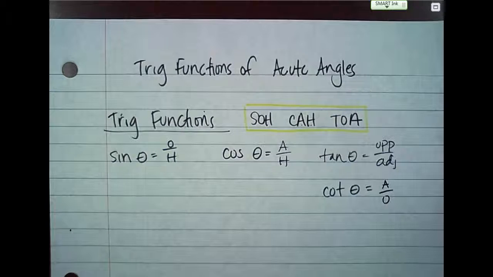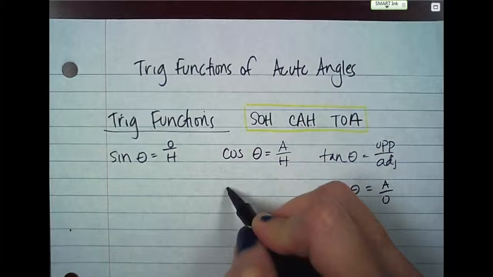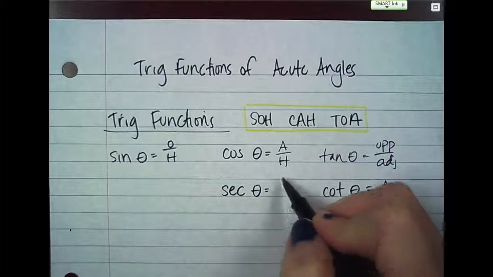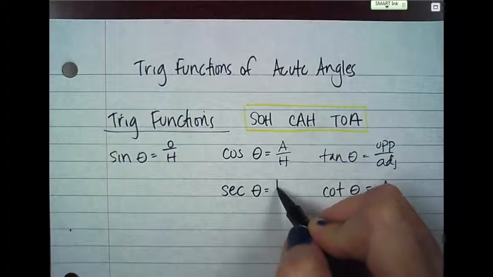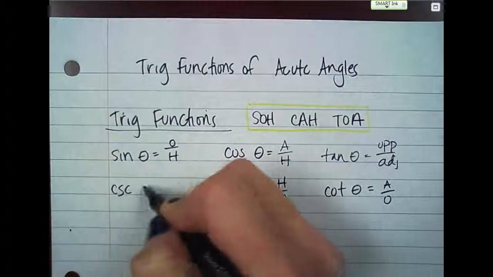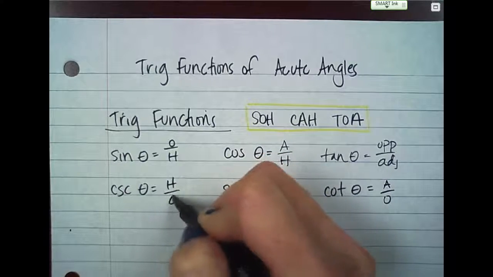Okay? Now, the reciprocal of cosine isn't as easy to remember. It's secant. And that is, if it's adjacent over hypotenuse, it's hypotenuse over adjacent. All you have to know is SOHCAHTOA, because you can fill in the rest. The reciprocal of sine is cosecant, which is hypotenuse over opposite.